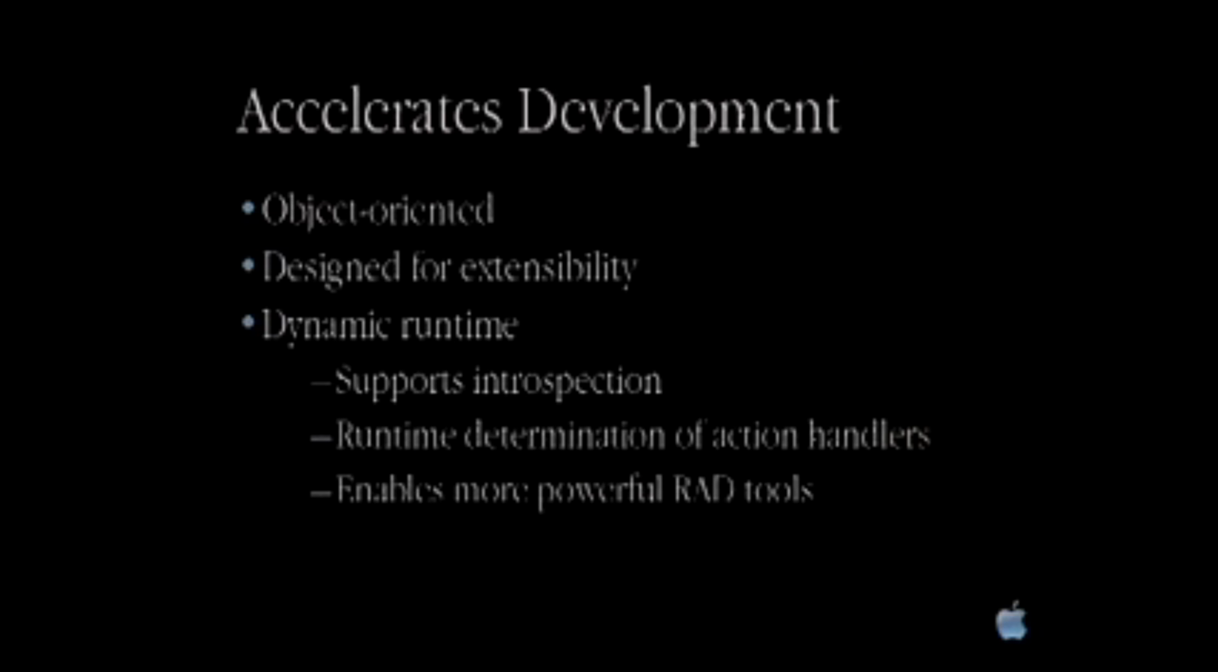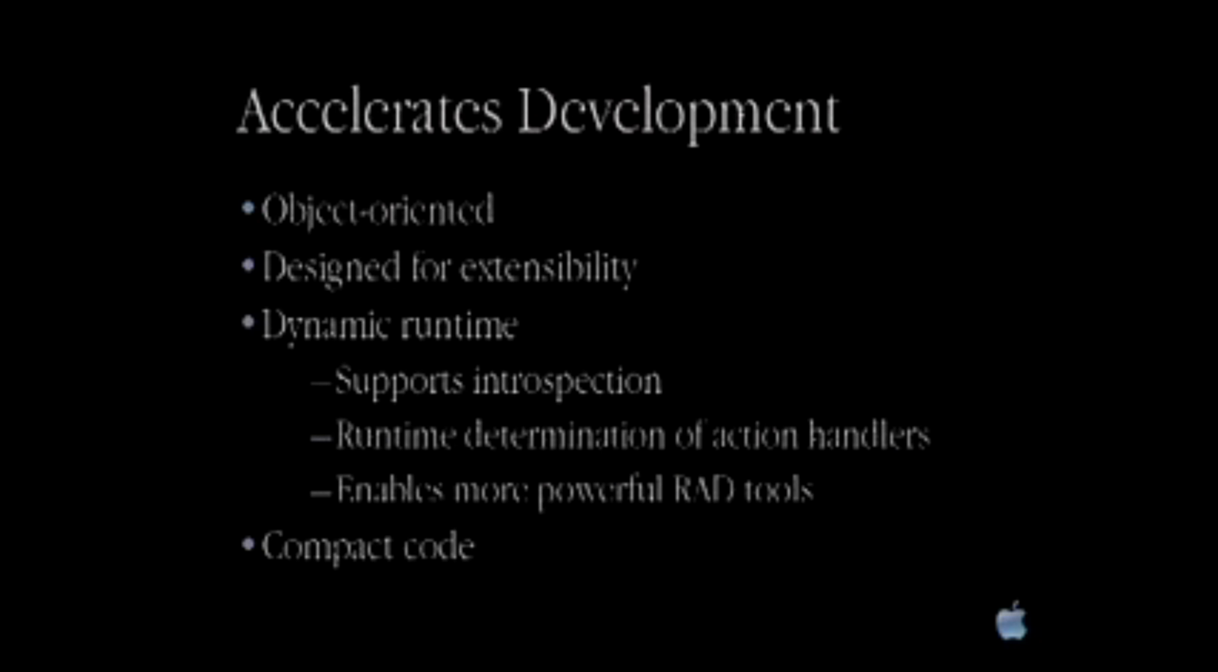Another great thing that Cocoa has, which doesn't come standard with all object-oriented frameworks, is a dynamic runtime. So this means that at runtime, a lot of information is found out that isn't known when you compile the application. This allows you to have things like introspection. So you can look at an object at runtime and say, do you implement this method? If no, maybe you'll look at another object to find out if it implements that method. So you can find out a lot of information at runtime.